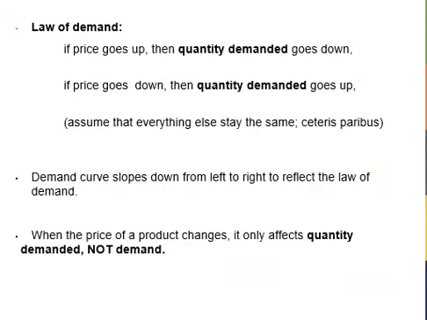Law of demand says that if price goes up, then quantity demanded goes down. And if price goes down, then quantity demanded goes up. Remember, we have the assumption that everything else stays the same, or ceteris paribus. The demand curve is simply a graphic illustration of this relationship between price and quantity demanded.